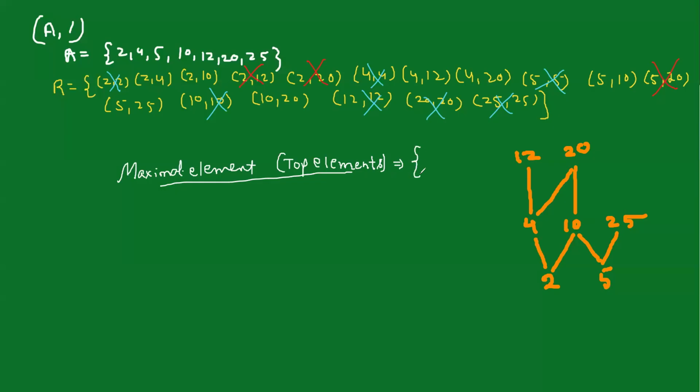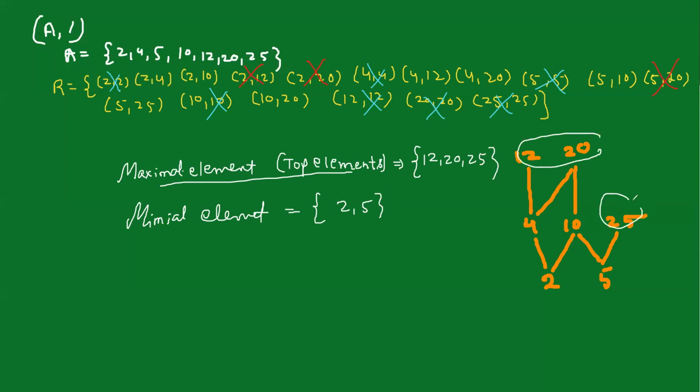So can you tell me what are the maximal elements? So 12 and 20 and 25. Yes, 25 is also a top element because there is no element above 25. Okay. Minimal element. The minimal are 2 and 5. Yes, everything starts from 2 and 5. Everything starts at these 3 points.